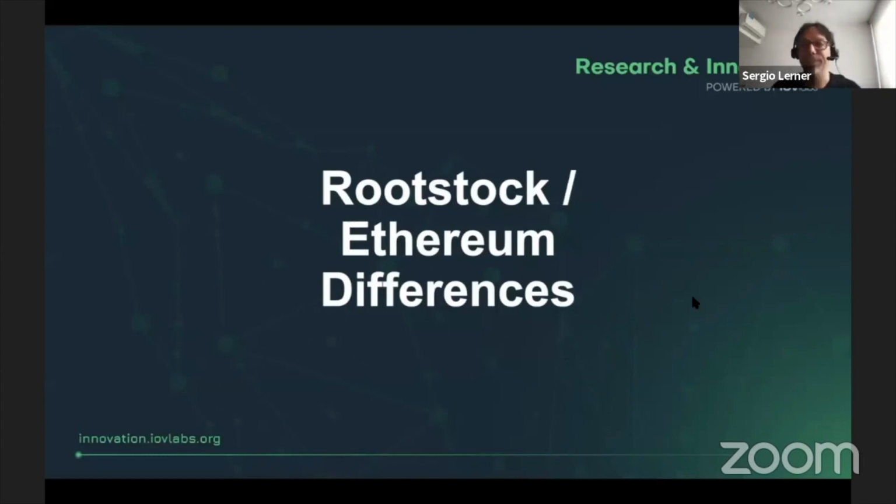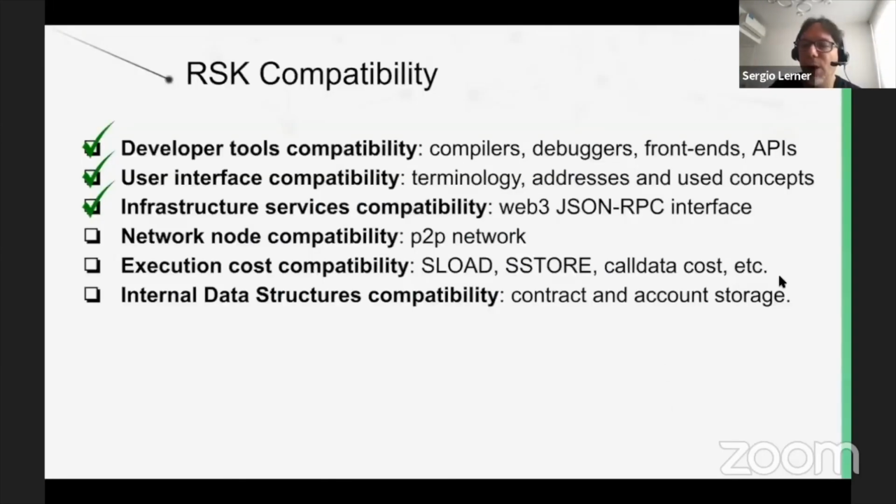Okay, now I mentioned that Rootstock is Ethereum compatible, but there are certain differences that you need to know. First, what is really compatible between the networks? So developer tools are all the same. You get the same Solidity compiler, the same IDE. If you want to use Remix, or you want to have your local compiler, the same debugger, same front ends, same APIs. In terms of user interface, what the user sees is the same. You have the same terminology. You can talk about gas price, block gas limit.